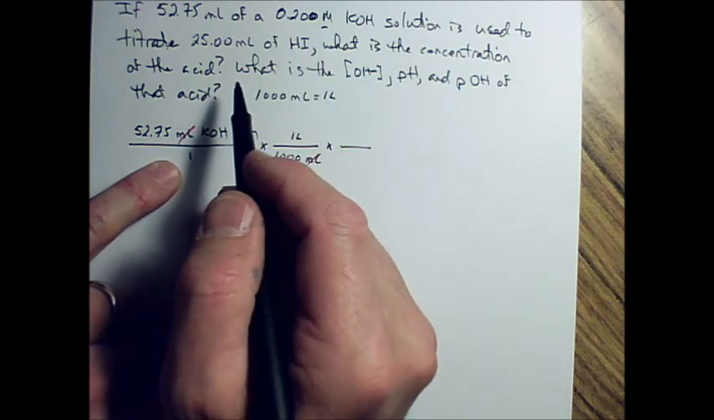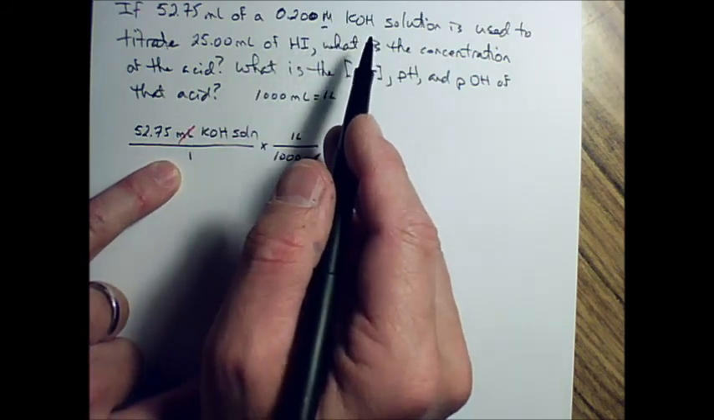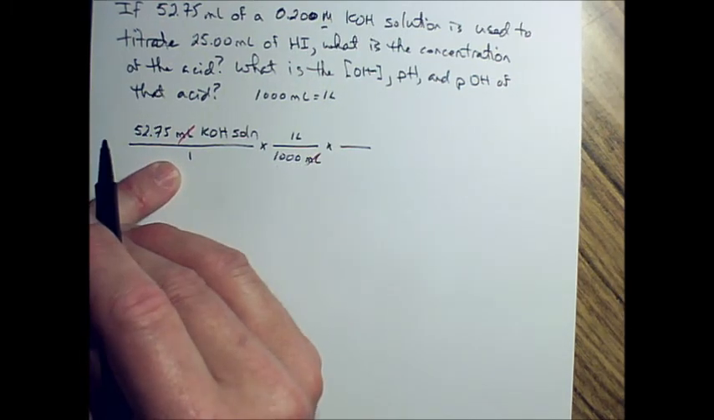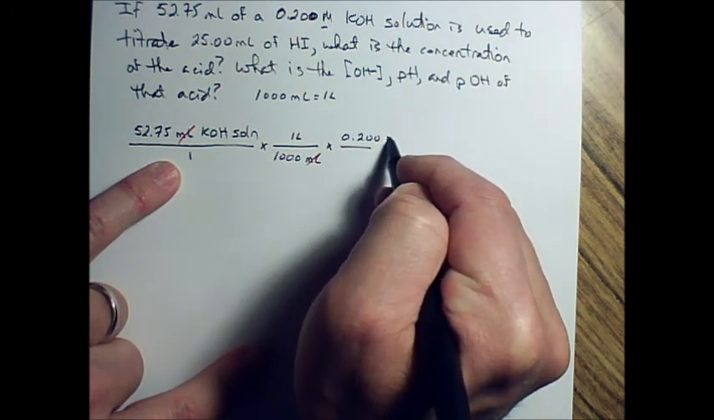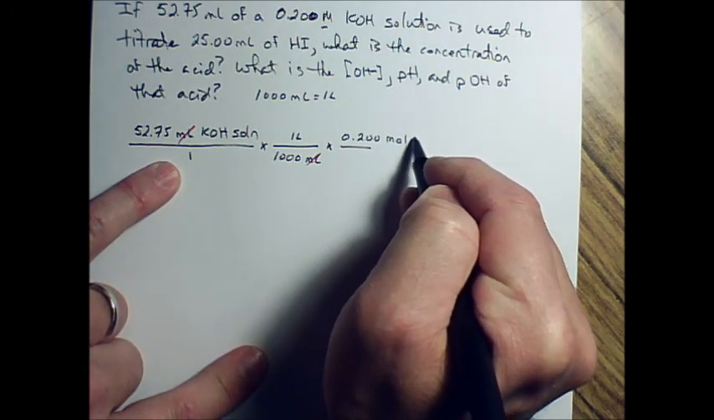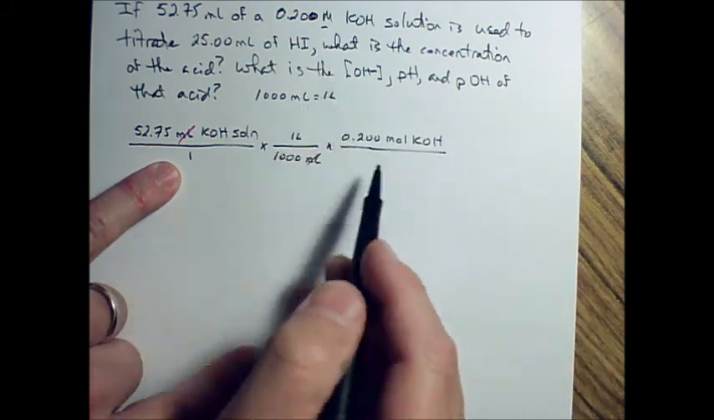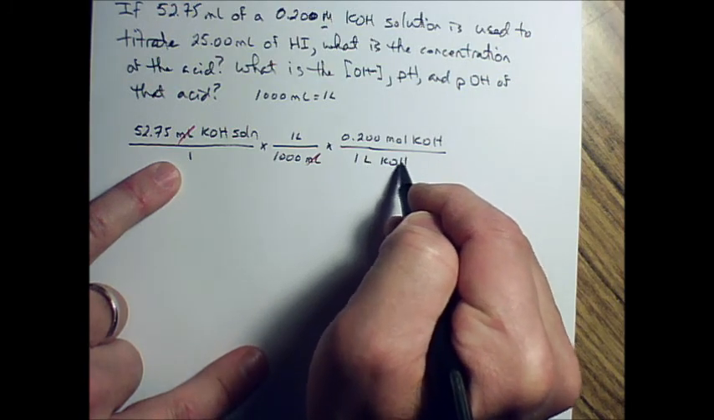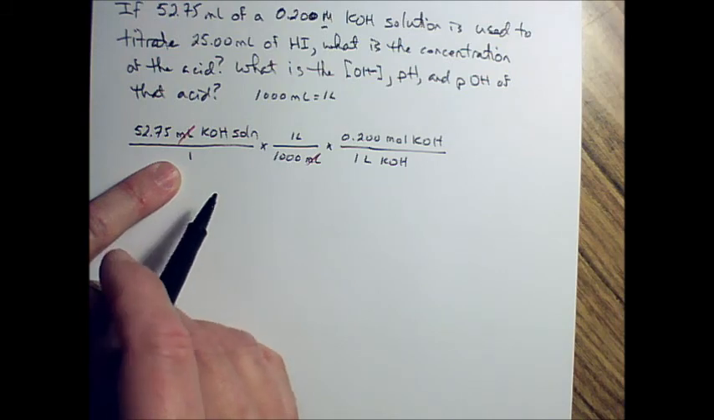0.200 molar is the same thing as 0.200 moles of KOH in 1 liter of KOH solution. So I can use that to convert to moles by putting the 0.200 moles of KOH over 1 liter of KOH solution. You have to know that's what these two things mean. If you don't know that, you will not know how to do this. You have to know it.